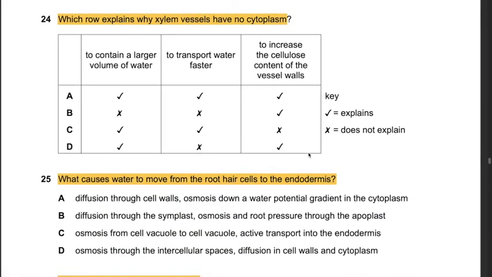Question 24. Which row explains why xylem vessels have no cytoplasm? Over here you simply have to know the key points of why xylem vessels do not have cytoplasm. It is to provide a large volume for water to be transported and to allow faster water transportation. If you look at row number 3, to increase the cellulose content of the vessel walls, that does not explain why the xylem vessels have no cytoplasm, because cytoplasm not being present provides more space for water to be transported, or more volume. Hence, the more the volume, the faster the movement. Therefore, the answer is C.